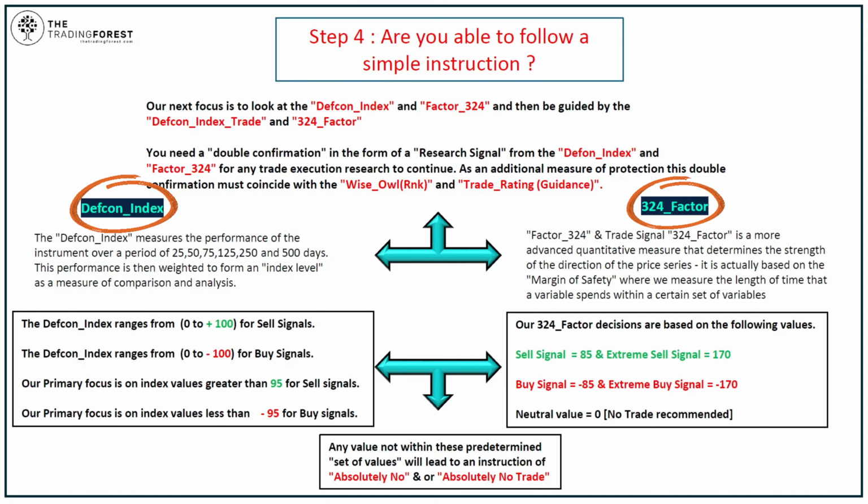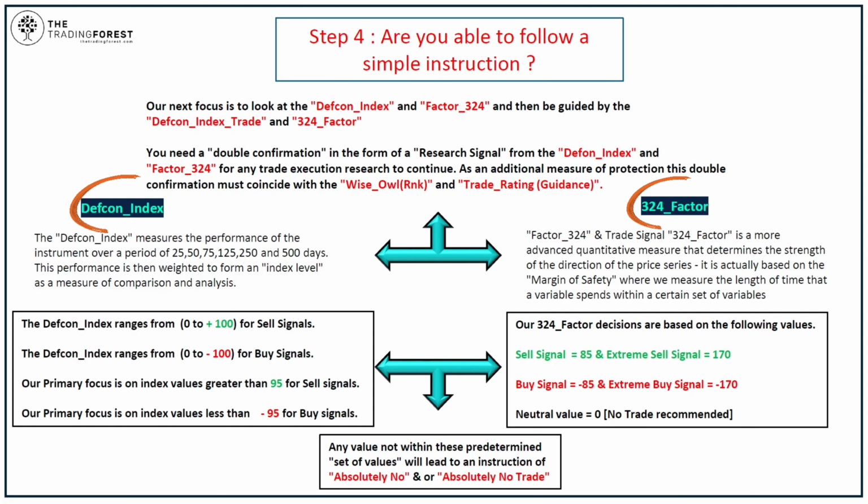Our next focus is to look at the DEFCON index and the 324 factor, and then be guided by the DEFCON index trade and 324 factor. The DEFCON index measures the performance of the instrument over a period of 25, 50, 75, 125, 250, and 500 days. This performance is then weighted to form an index level as a measure of comparison and analysis.